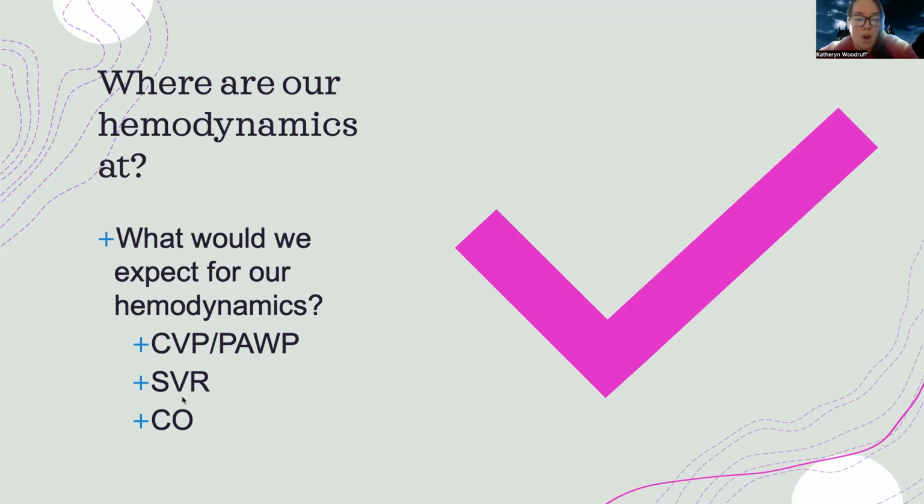So then SVR. SVR is a measure of how my vessels are doing. Are they open or are they closed?